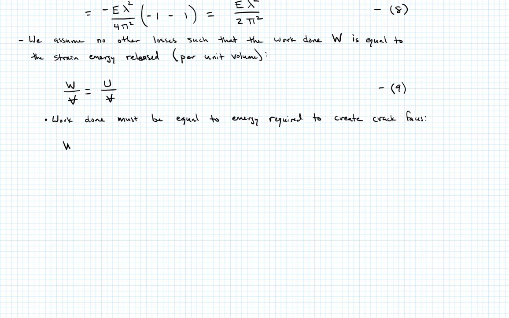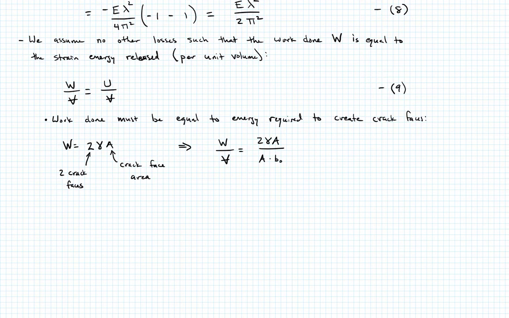Okay, so what that means is we would say that W is going to be equal to 2 for the 2 crack faces times gamma, the energy per unit area of the crack face, times the area A of the crack face. So I'll just write this. This is because we have 2 crack faces. And this A is the crack face area. Okay, so as a result, we could write then that W divided by the volume is going to be equal to 2 times gamma times A, divided by A times B naught. This is the same area that we were looking at with respect to the strain energy density term when we normalize that to the volume. And this ends up looking like then 2 gamma over B naught. Okay? And we'll call that equation 10.